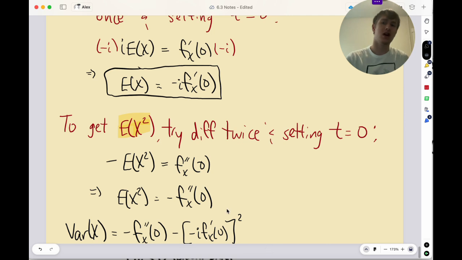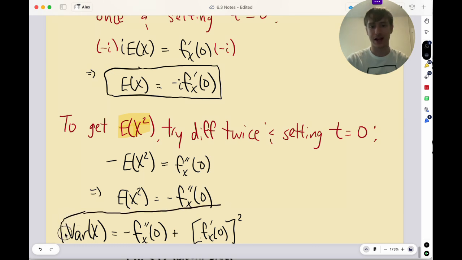But what do you get when you take a minus squared? Well, you get a positive. i squared is a negative 1, though, which is going to cancel with this negative. So this is actually a positive: the first derivative of the characteristic function evaluated at 0, quantity squared. So that is the formula for the variance if you're given the characteristic function.